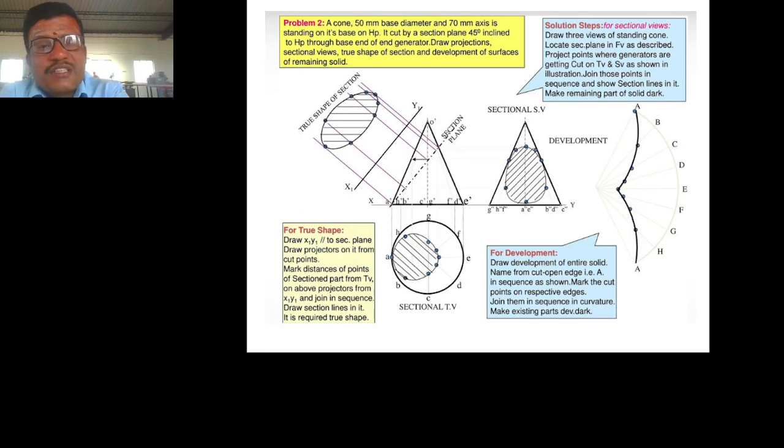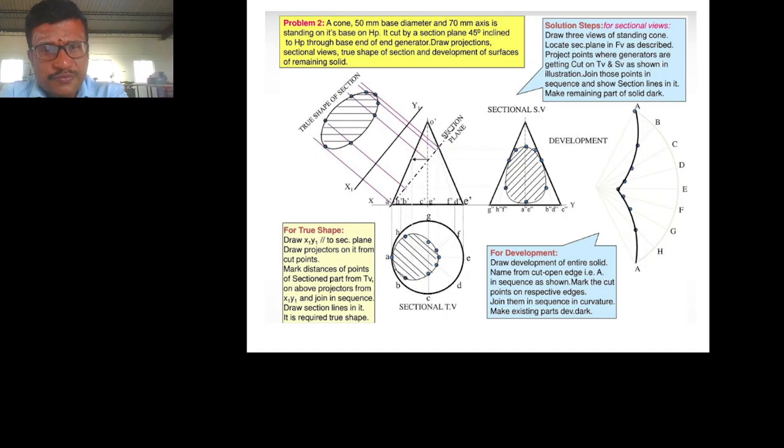So we will see one more example of a cone. A cone of 50 mm base diameter and 70 mm axis is standing on its base on HP. It is cut by a section plane inclined 45 degrees to HP through the base end of the generator. Draw the projection, section view, true shape of the section and development of surface of the remaining solid.